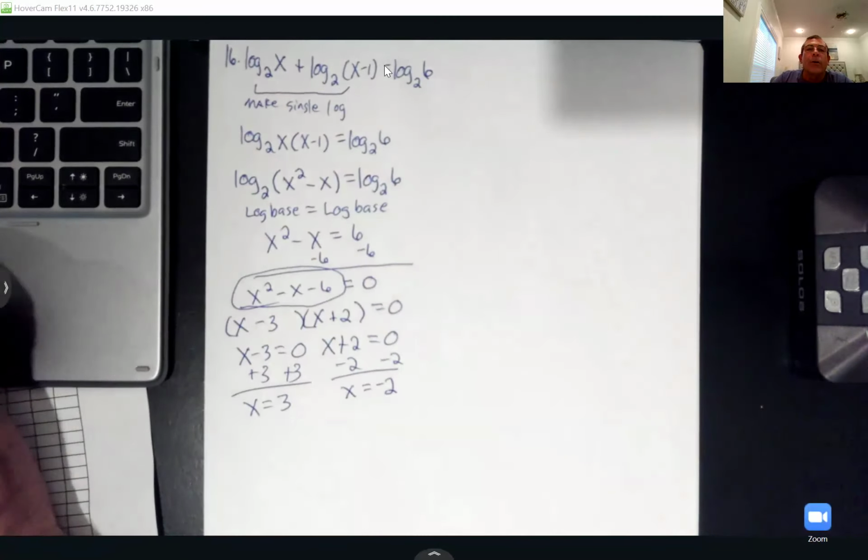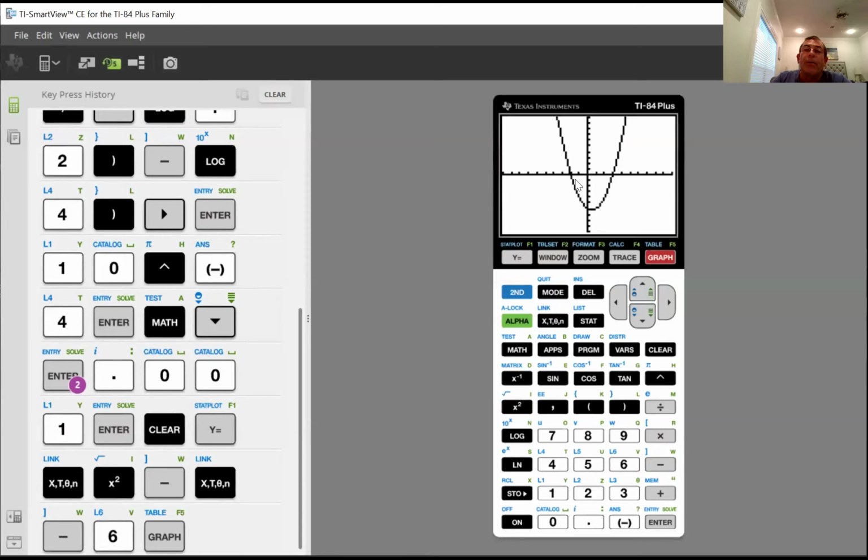Now, you can graph it. We're looking for x-intercepts. So you look right there. It's crossing at -2 on that side, and on the right side, it's crossing at +3. So that's my two answers. I got 3 and -2. So if you don't like factoring, graph it, okay?